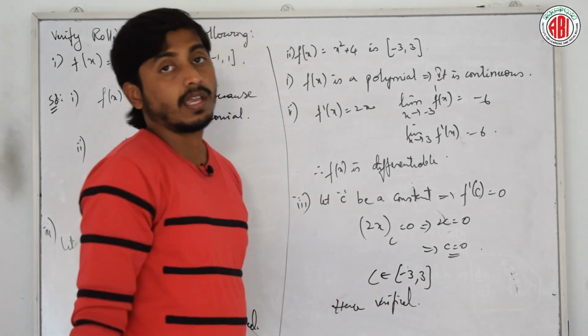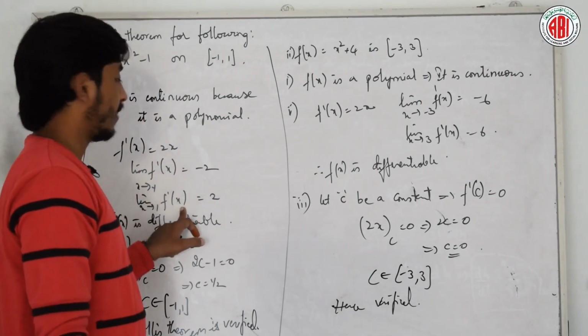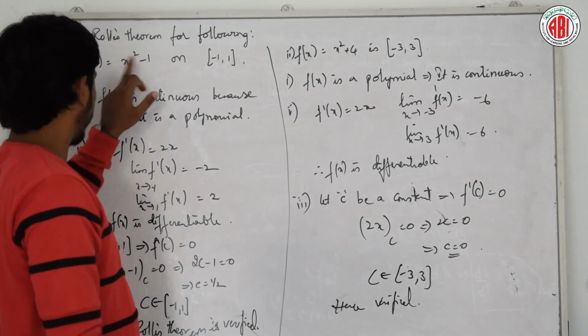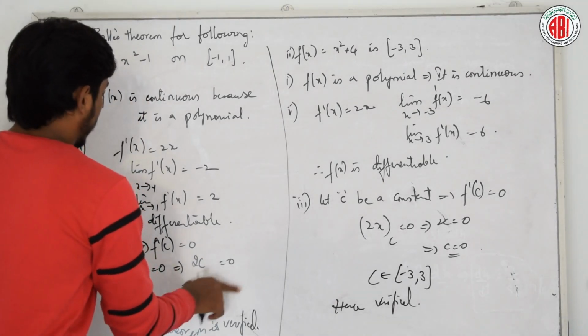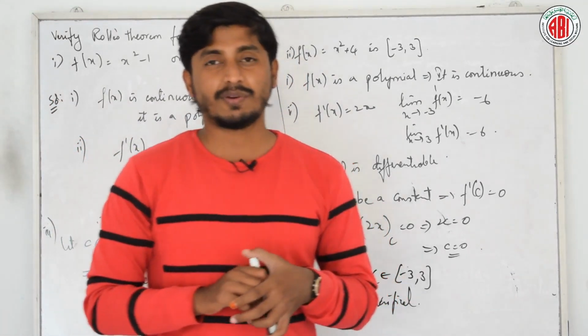Okay, clear? Just check whether it is continuous, check whether it is differentiable, then differentiate it and equate it to zero. Differentiation of this is only 2x, so you will get c as 0, don't worry about that. Okay, clear? Shall we go to the next problem?